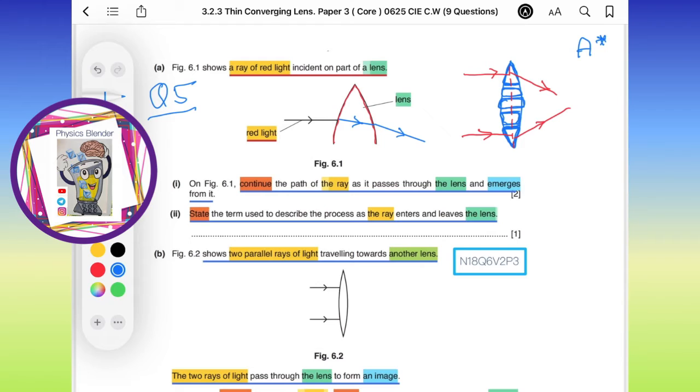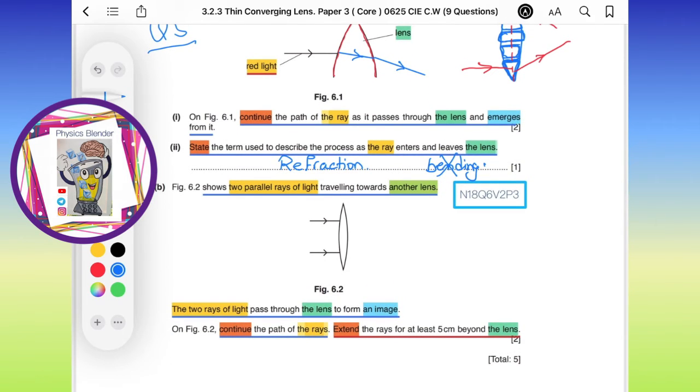State the term used to describe the process as the ray enters and leaves the lens. Here the terminology is very important, scientific terminology. Don't say bending or bends. This is not a scientific term, so you have to say refraction. And I would like to remind you that refraction means change in speed, change in wavelength, and change in direction, but the frequency will be the same, okay?